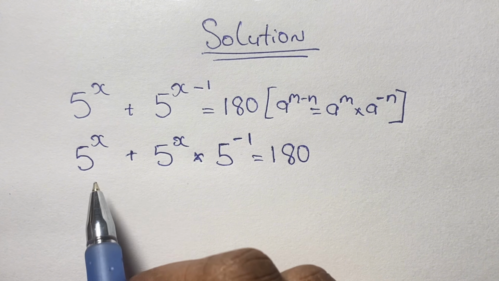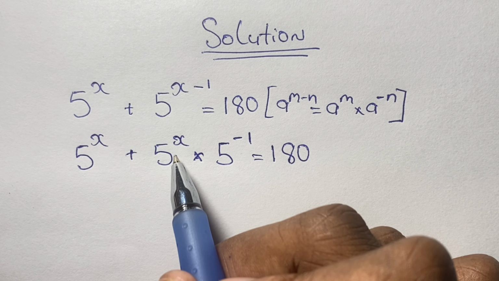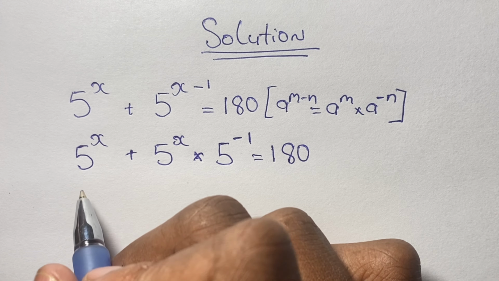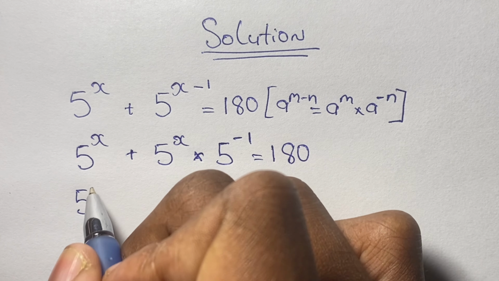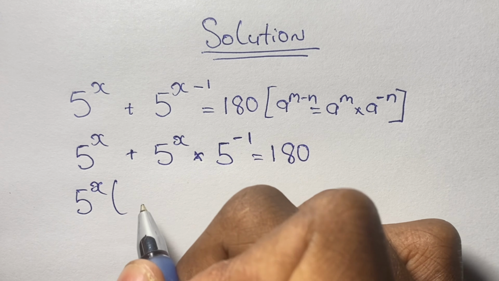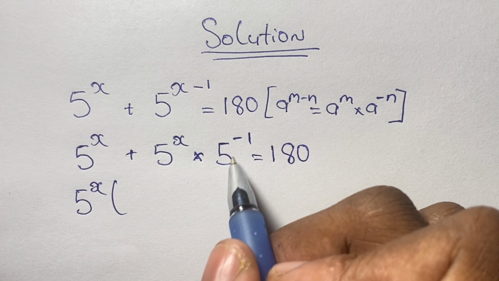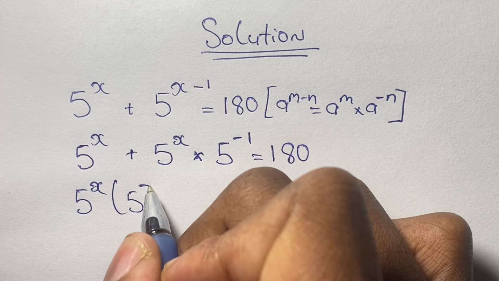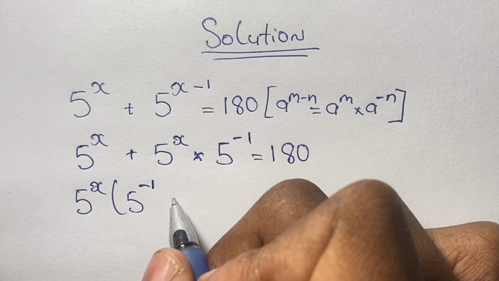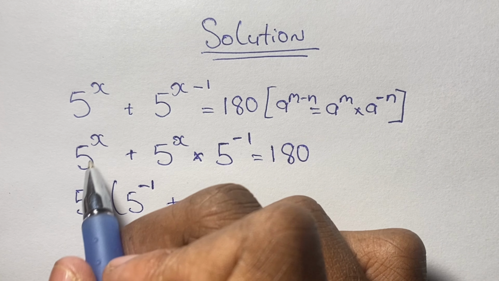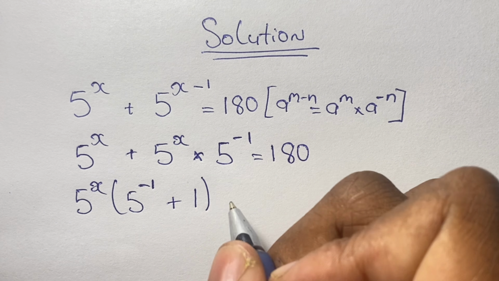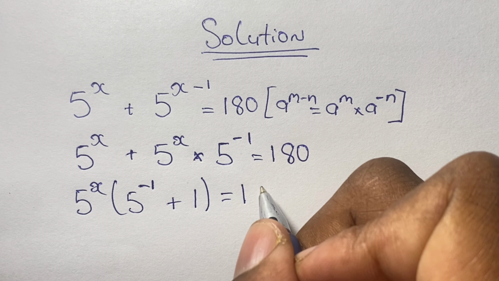Now where we have 5 to the power of x twice, we can factor 5 to the power of x in this equation. So we'll do this by saying 5 to the power of x, and then we have in brackets. Since we are multiplying 5 to the power of x here with 5 to the power of negative 1, we'll start there. So we'll say 5 to the power of x in brackets 5 to the power of negative 1 plus, and in factoring our 5 to the power of x we'll get 1. So we have 5 to the power of negative 1 plus 1, and we have this equal to 180.